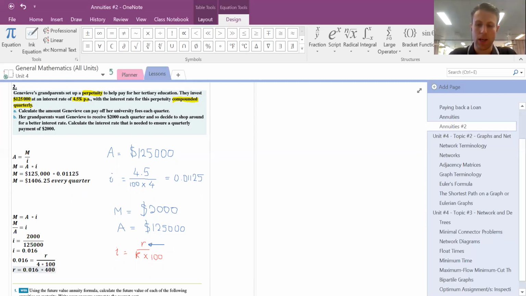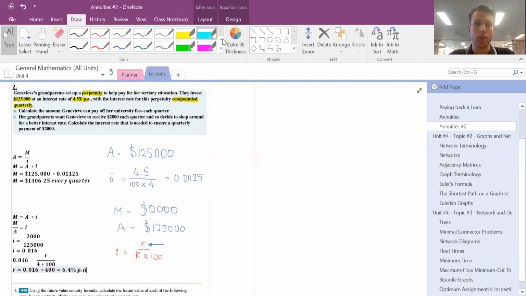And we will end up with a value of 6.4. So that is 6.4% per annum, compounding quarterly. If they can shop around and find an interest rate that works out to be 6.4% per annum, then they will be successful at being able to get Genevieve to pay off $2,000 every compounding period if they invested the $125,000 in perpetuity.